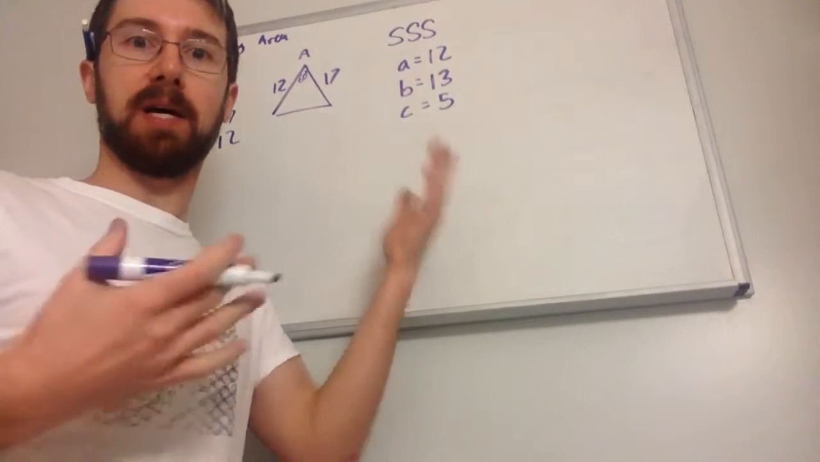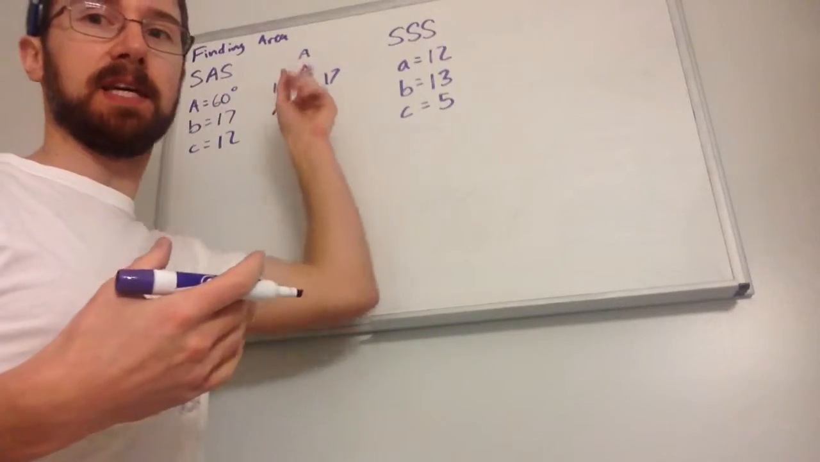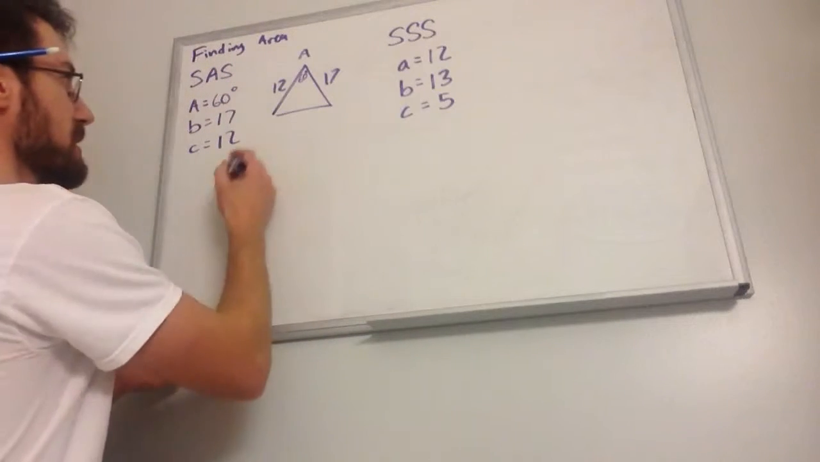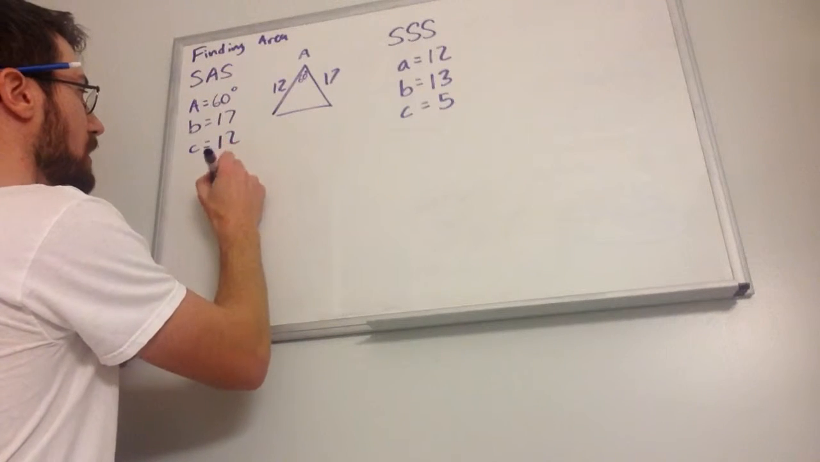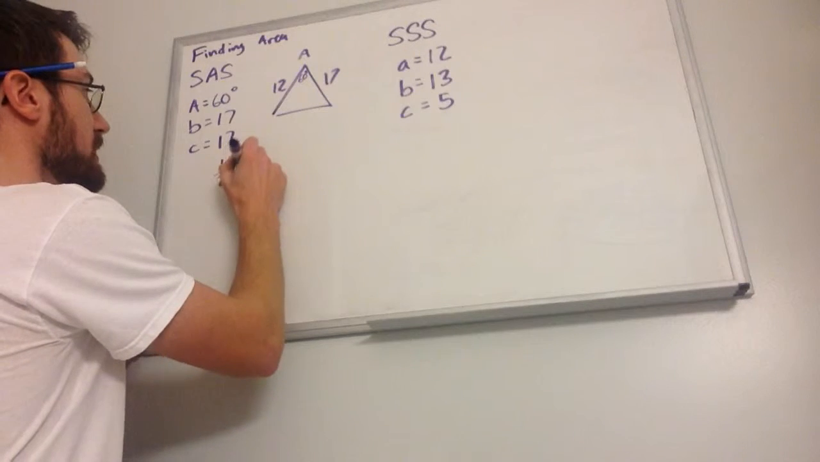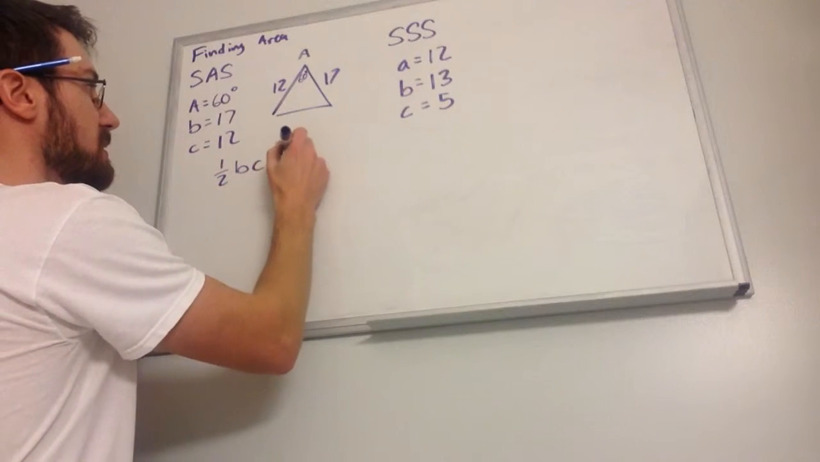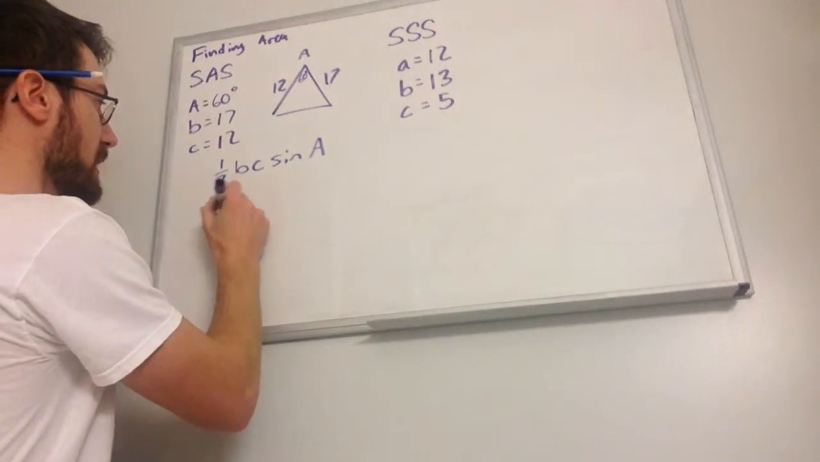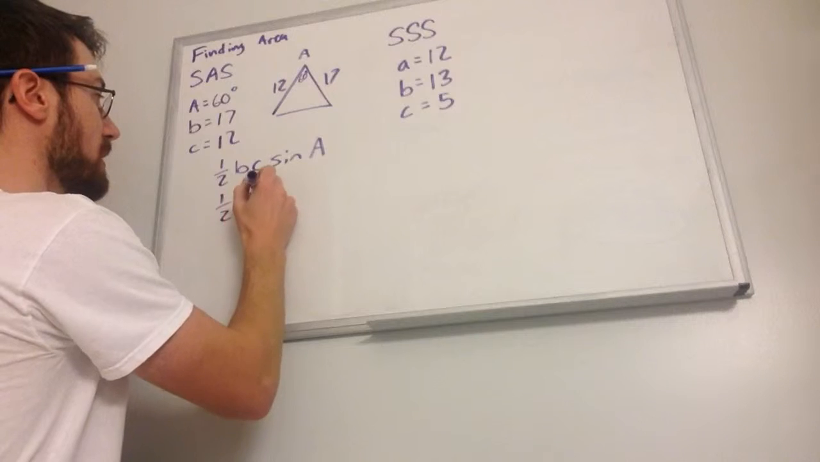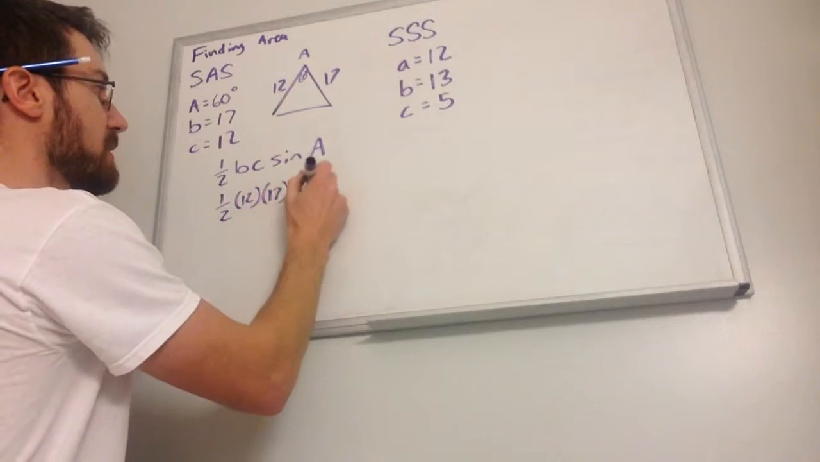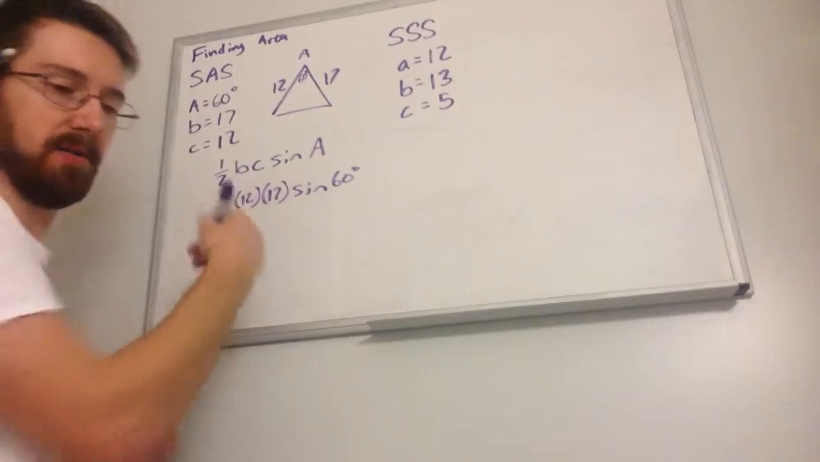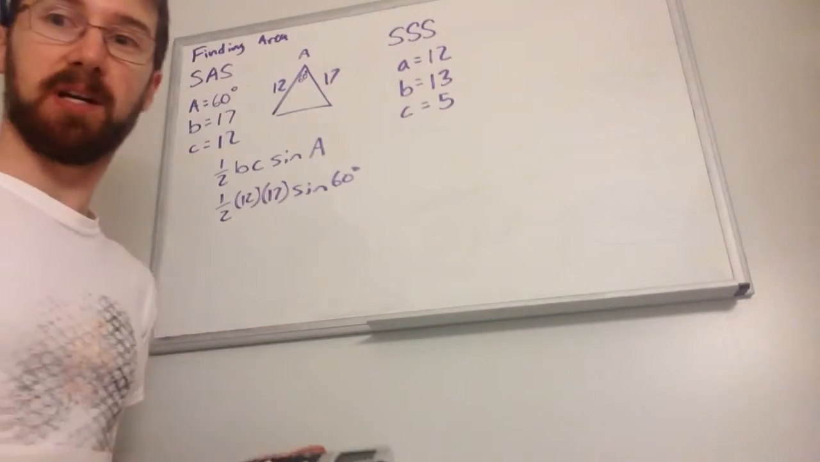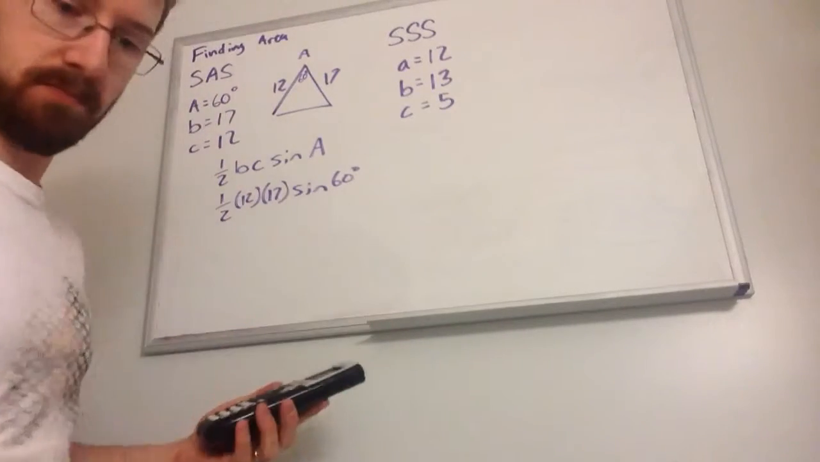Now looking at that, the way I taught it, I said if you've got two sides and the angle in between them, you can use the side angle side formula, or the sine formula, which is 1/2, in this case, B times C times sine of angle A. And really just plug the pieces in. So this will be 1/2 times 12 times 17 times sine of 60. It doesn't matter where B and C go in here. And then pretty much just plug it into the calculator the way it looks.